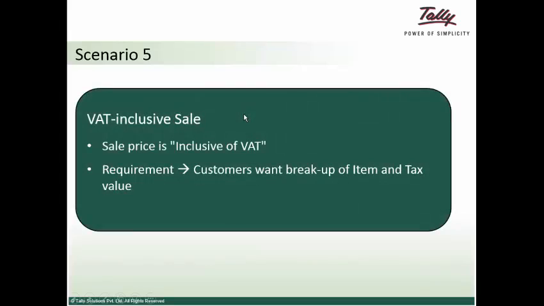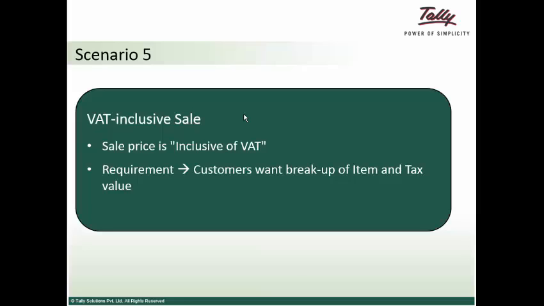Many businesses, especially in the retail segment, quote their prices inclusive of VAT. In such a scenario, customers would like to see the breakup of the item value and the tax value. For example, if the price of an item is 100 and 5% VAT is included in this rate, the retailer will need to apply the formula 100 into 100 divided by 105 to arrive at the item sales or assessable value, and 100 into 5 divided by 105 to arrive at the tax value, and manually enter it. The column Rate Inclusive of Tax in the sales invoice ensures that this is automated.